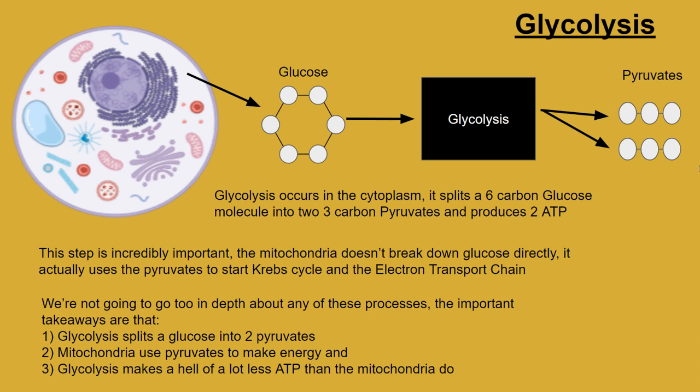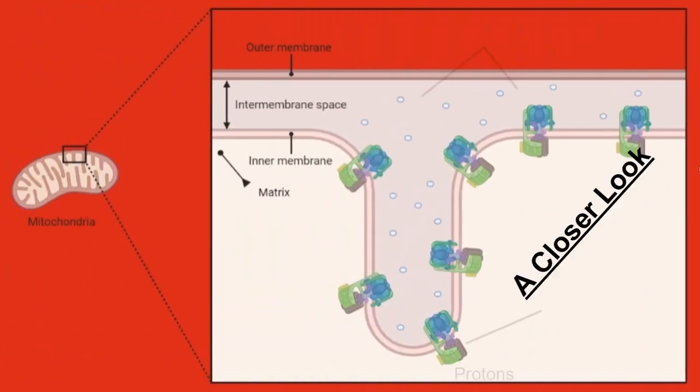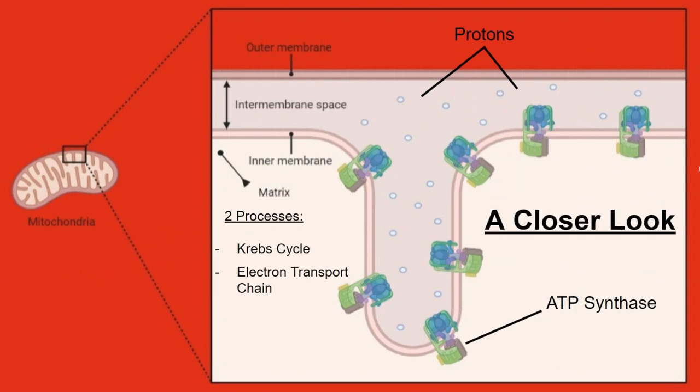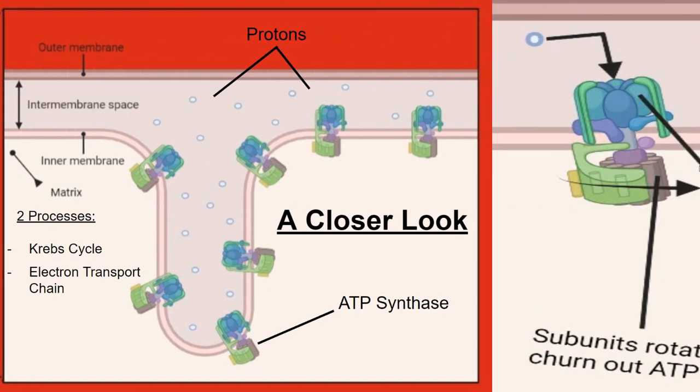There are two processes that mitochondria uses to make energy: Krebs cycle and electron transport chain. Both of these processes remove a ton of protons and pump them into the intermembrane space. Since there's a way higher concentration of protons outside of the inner membrane, the protons want to diffuse back into the matrix, but they can't get directly through the membrane. The only way they can get back inside is through a protein called ATP synthase.